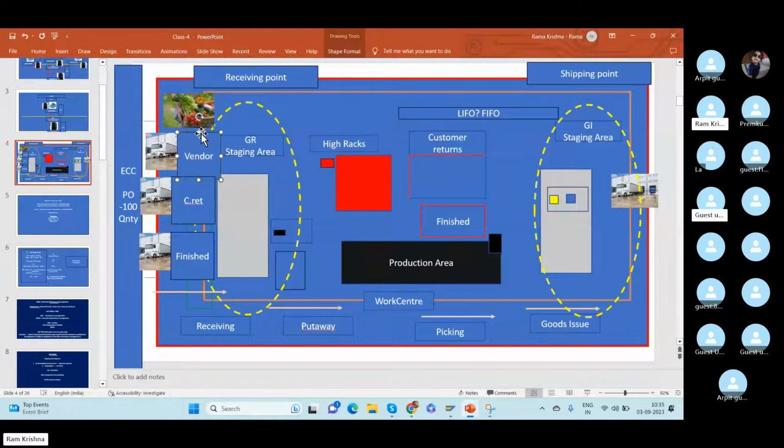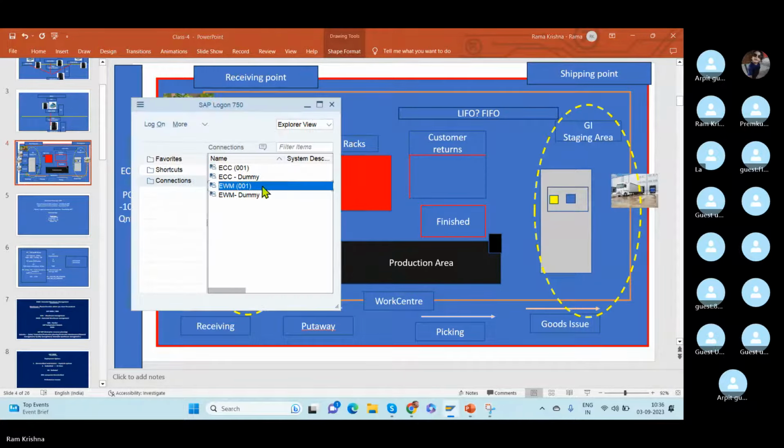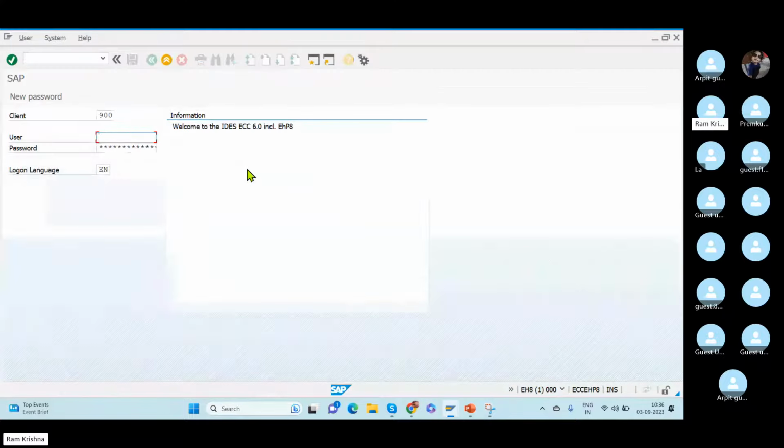Why different document types, guys? Why do we have different document types here? Vendor inbound has a different document type. Customer returns have one more document type. Finished goods have one more document type. Why? Because when you create the purchase order, you select what kind of document you are creating, right? PO is the base for everything, right?